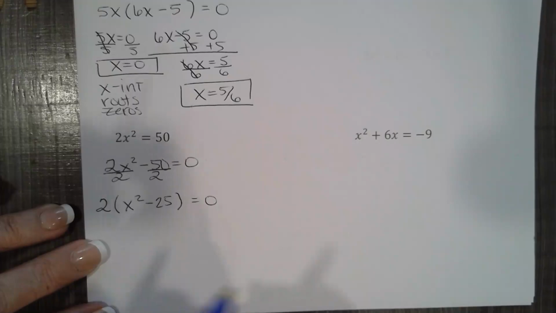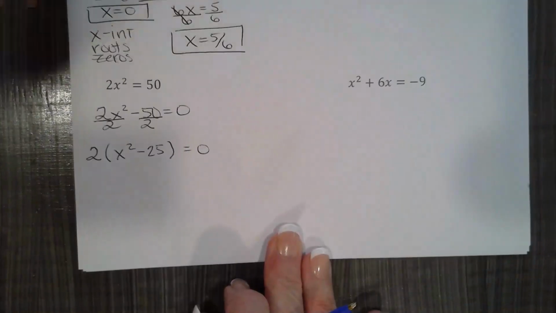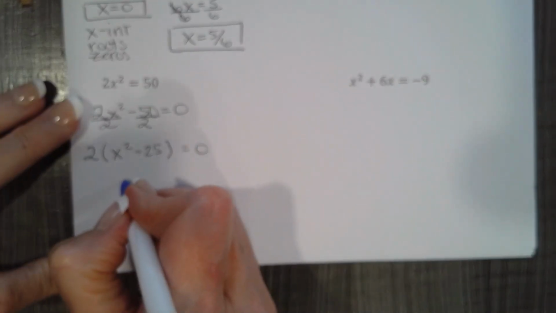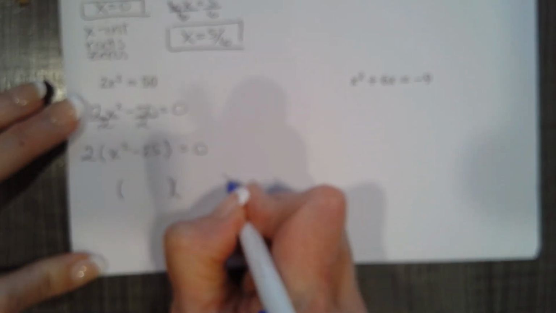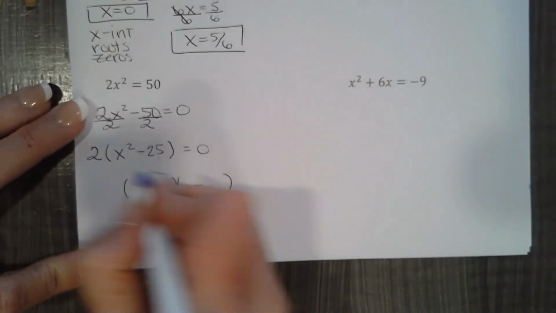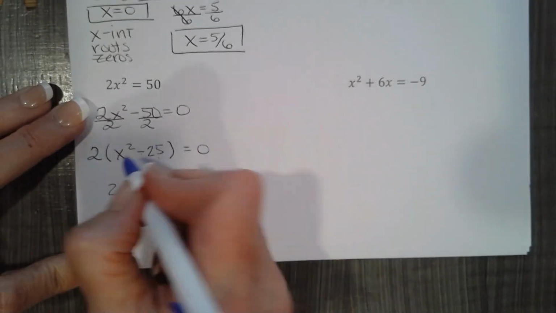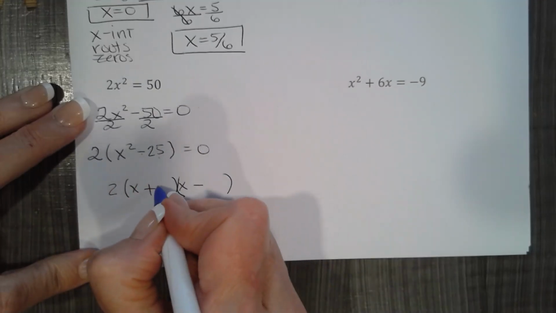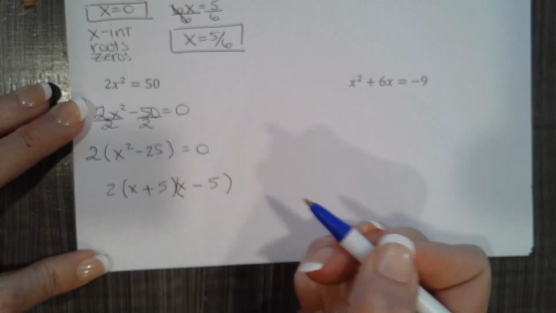Okay. Can I factor this again? Yes, I can. This is a difference of 2 squares. So I'm going to set up my 2 parentheses with my plus sign and my minus. I'm going to bring my 2 down. X squared is going to break down into x and x. 25 breaks down into 5 and 5.